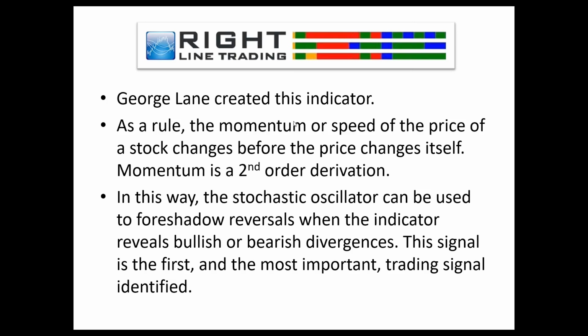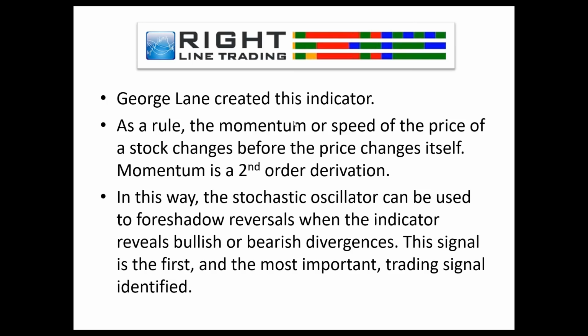Now, first of all, what does an oscillator do? What it tracks is momentum. And the man who created it was George Lane, who was a very, very brilliant mathematician. He made the assumption that momentum, or speed of price changes, occurred before the change in price of the financial instrument itself. And at that time, he was completely correct. I believe he was correct back in 1957. Now, momentum is a second order derivation, and that's why it has forward-looking ability.